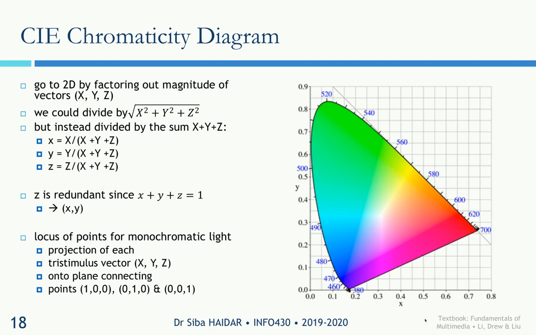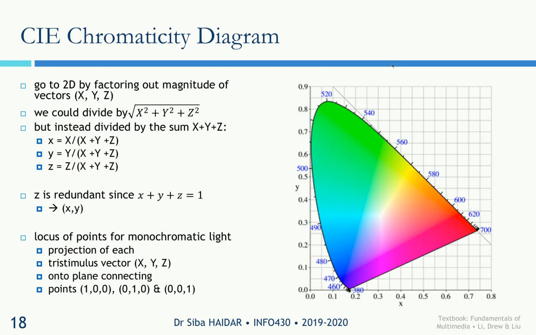And as you can see in the figure, what new keywords do we want to learn now? This is the locus of the points for monochromatic light. Okay, the contour here is the locus of the points for monochromatic light. How did I get this plane? This is the projection, as you have seen here, of the three stimulus vector, capital X, capital Y, capital Z, onto the plane. Which plane? The plane that connects the points 100, 010, and 001 in the cube of capital X, capital Y, and capital Z.